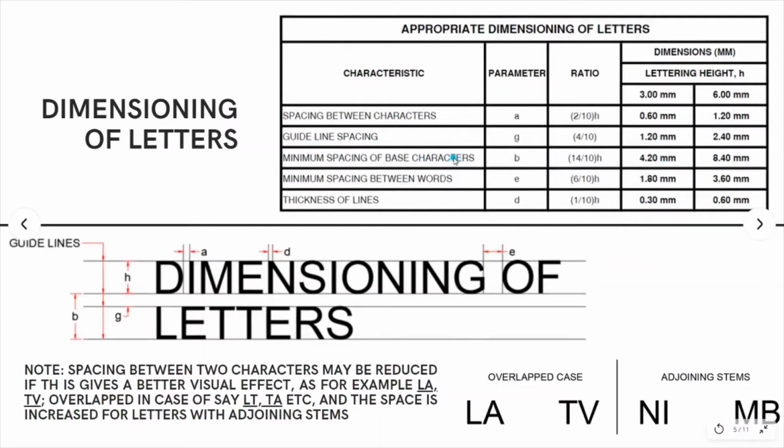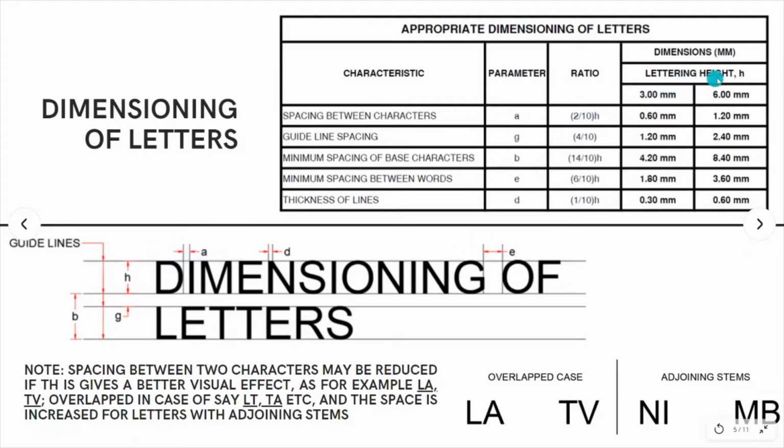So next, moving on to the dimensioning of our letters. We have this table with the appropriate dimensions of letters and the characteristics of our lettering. The parameters below are what I drew or put in, including the spacing between characters, so that we know what it should be and don't get confused. And then our ratio.